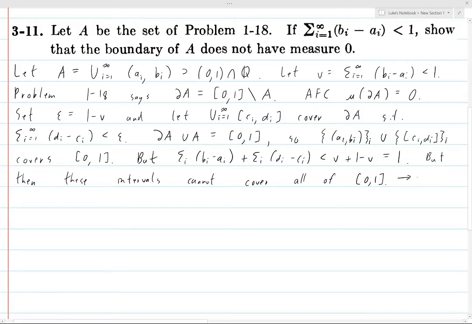So I'll write this like this. I sometimes do that. Where did I learn that, actually? I don't know.